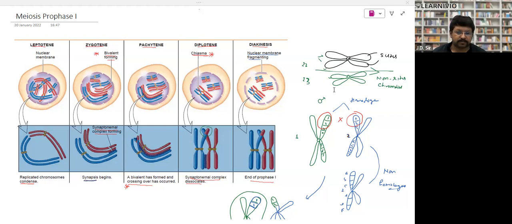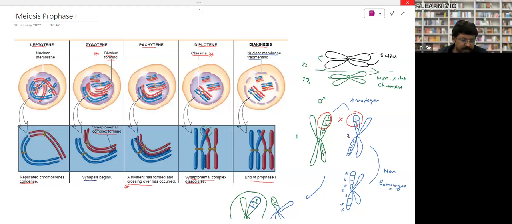The non-sister chromatids exchange the part or genes. Non-sister chromatids exchange part or genetic material. The process is called crossing over. Full stop.